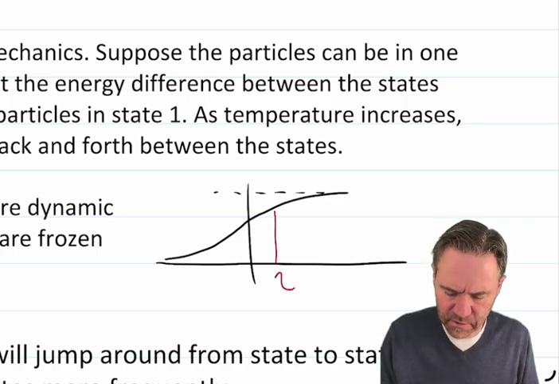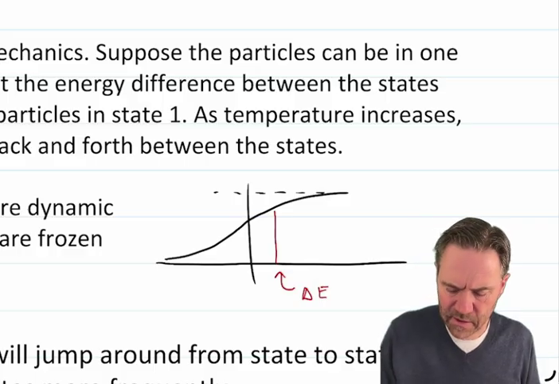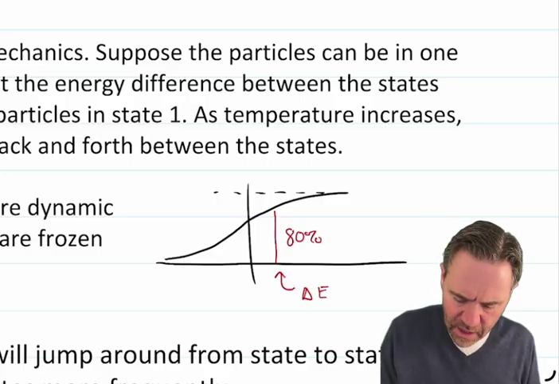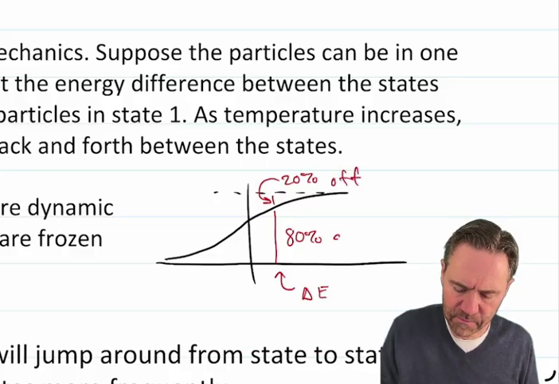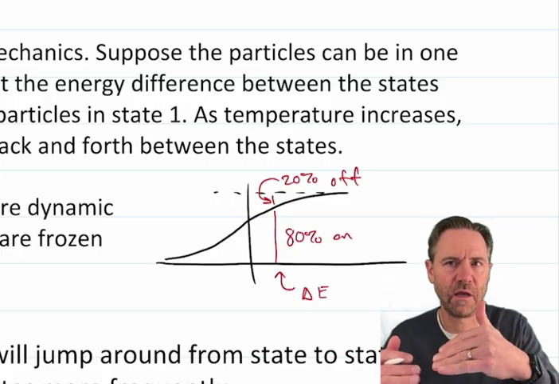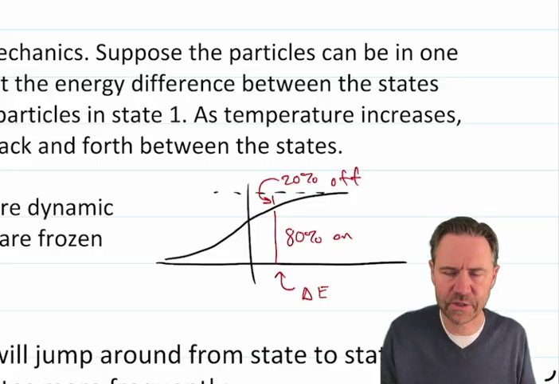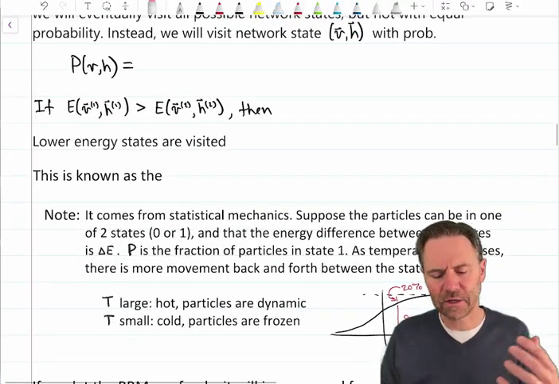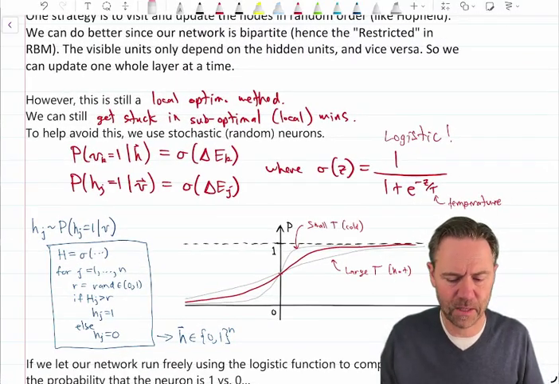So for example here, if we have this particular energy gap, then it looks like there's an 80% chance that the neuron will be on, and a 20% chance it'll be off. As you increase the temperature, that 80 will drop down to like 70, and if you decrease the temperature, that curve will get steeper, and the chance of being on will climb towards 1. So it has to do with these particles changing state, and these particles are Bernoulli processes, and you can measure the energy.